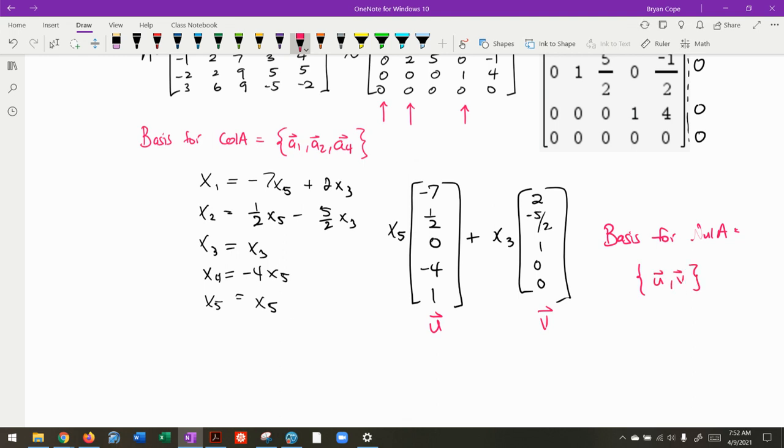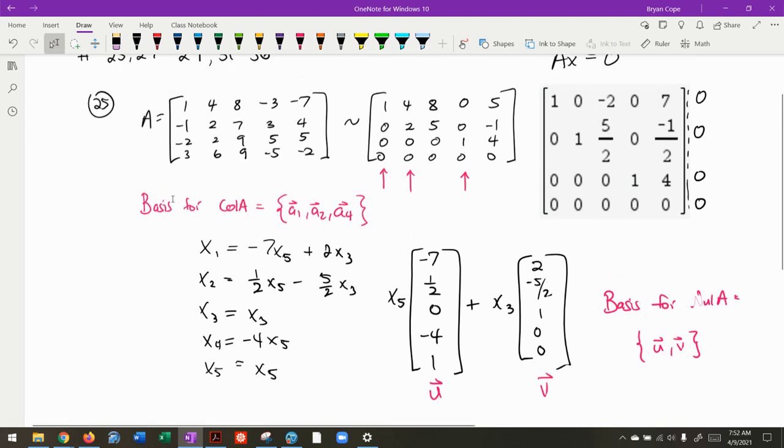And I'm just going to check that real quick. Yes, that is right. Okay, so the basis for Null A has two vectors in it, and the basis for Col A has three vectors in it. And just to preview something we're going to do next time, notice that the sum of 3 and 2 is 5, which is the number of columns in the original matrix A.